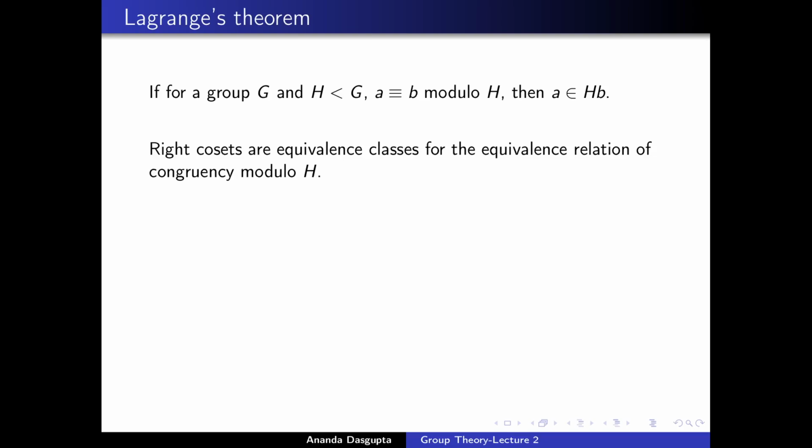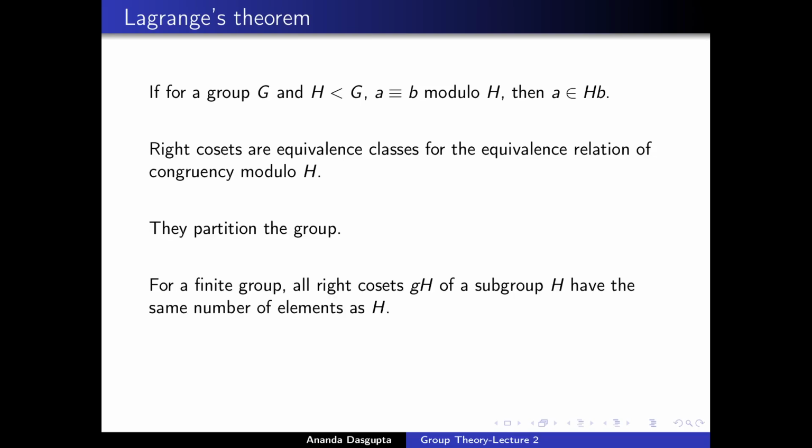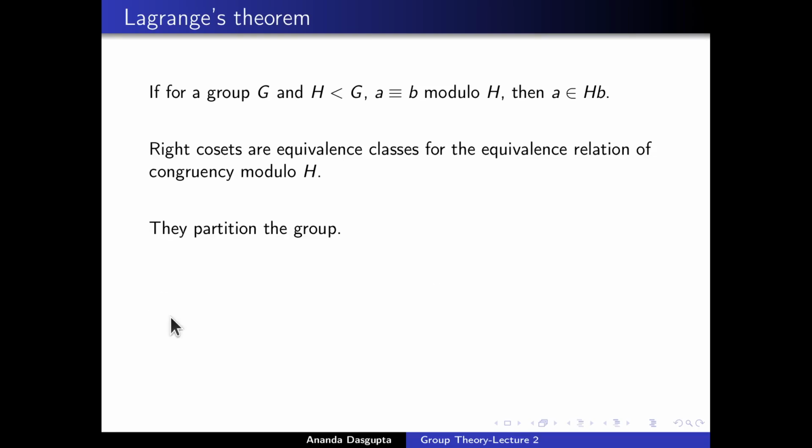Now I have stated this for right cosets. It should be very easy for you to figure out what the equivalence relation is for which the left cosets are equivalence classes. But for the time being, let's stick to this one. Right cosets are equivalence classes. That means they partition the group, or to be more precise, the set underlying the group. Now all this is valid for both finite groups and infinite groups. But let me now focus on finite groups in particular.